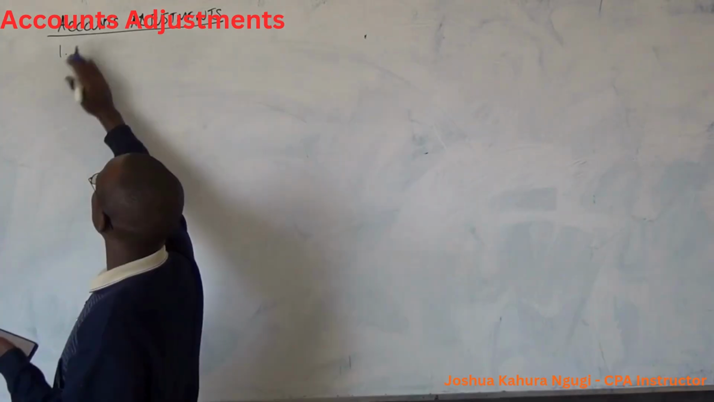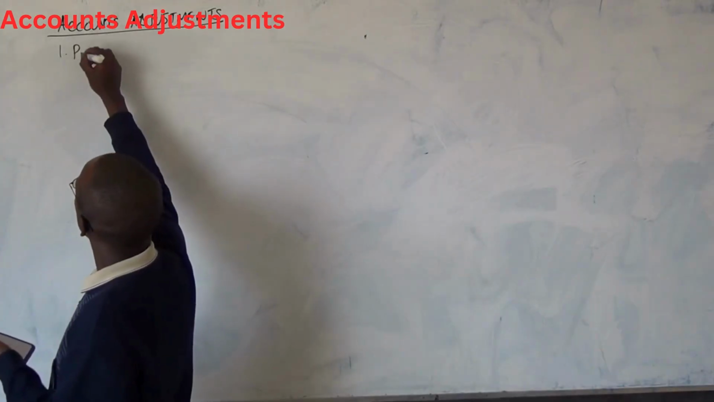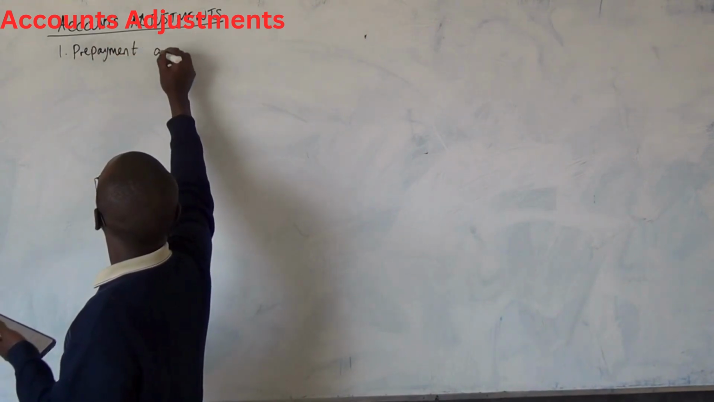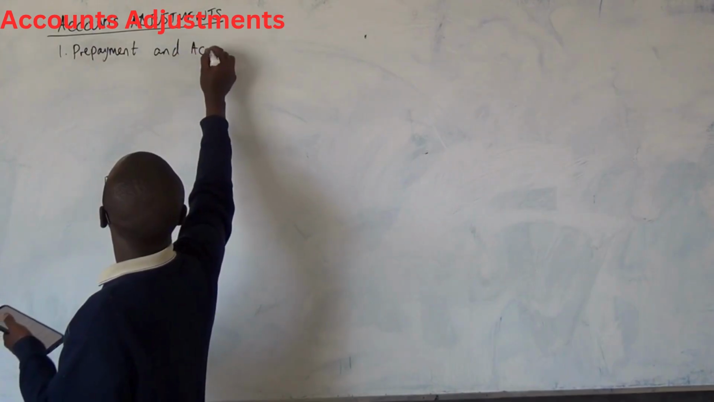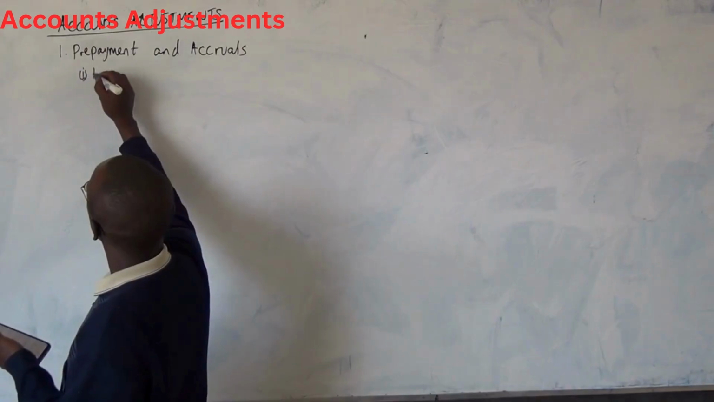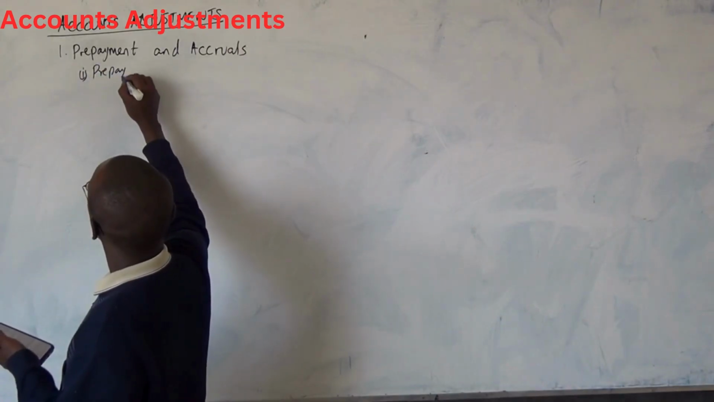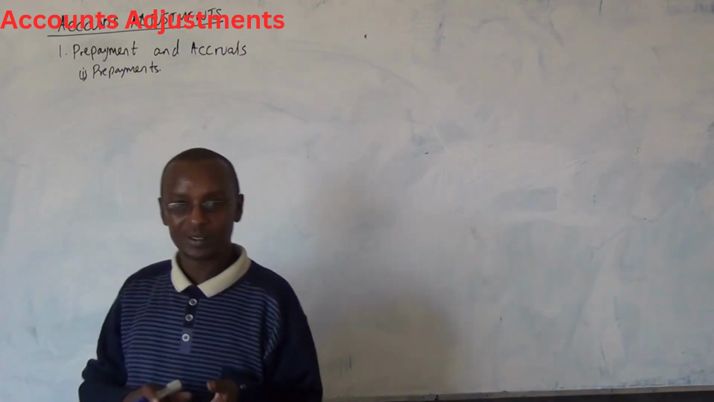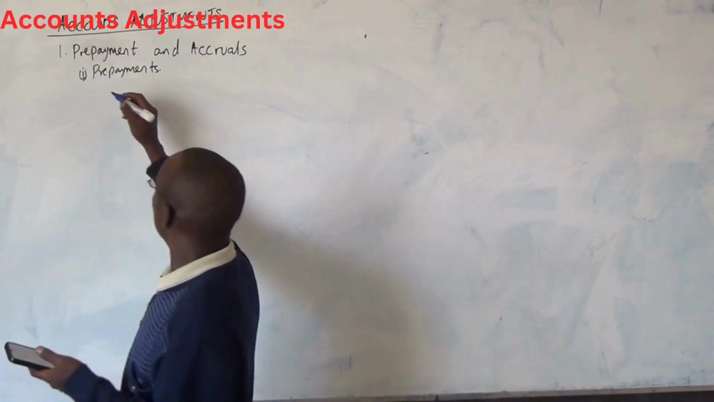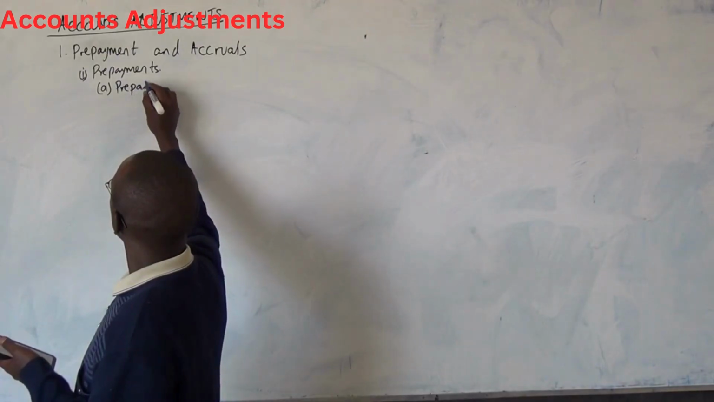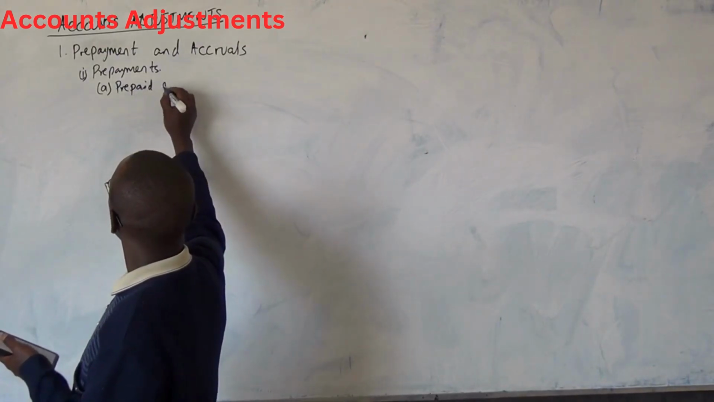Number one, let's start with prepayments and accruals. So we start with prepayments. Under prepayments, we have prepaid expenses.